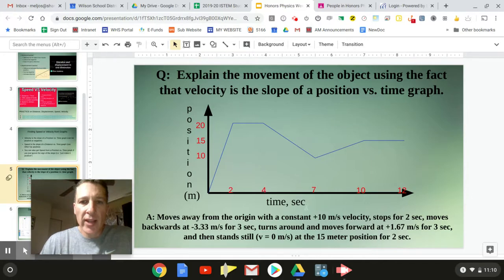From 2 to 4 seconds, as well as from 10 to 12 seconds, notice the position is staying the same. That means you have no motion. That would be a velocity of 0, all right? Hence the slope of this section is 0. From 4 to 7 seconds, we're working backwards, so we lose 10 meters in 3 seconds, which leads to a velocity of negative 3 1/3 meters per second. And from 7 to 10 seconds, we gain 5 meters in a time period of 3 seconds. That slope would be 1 2/3 meters per second. Okay.